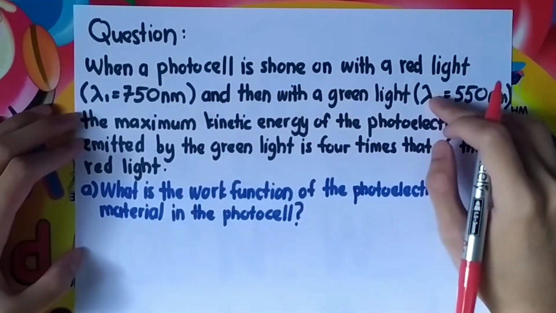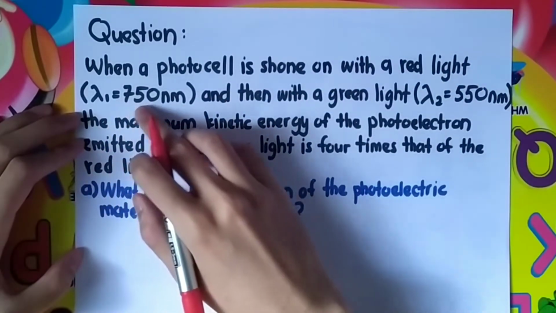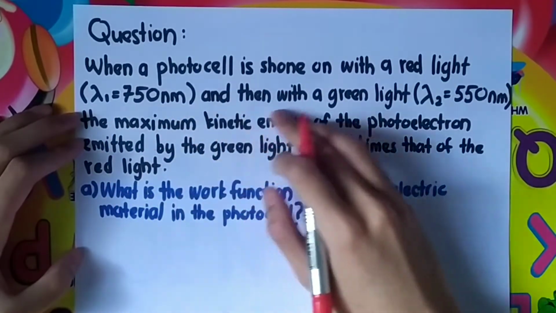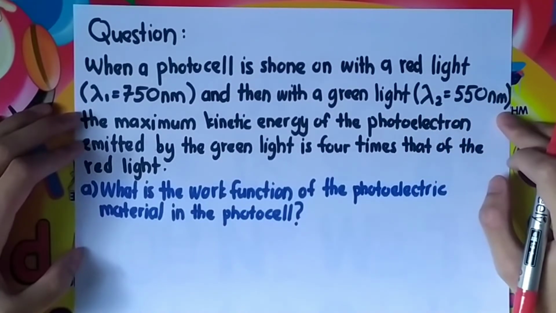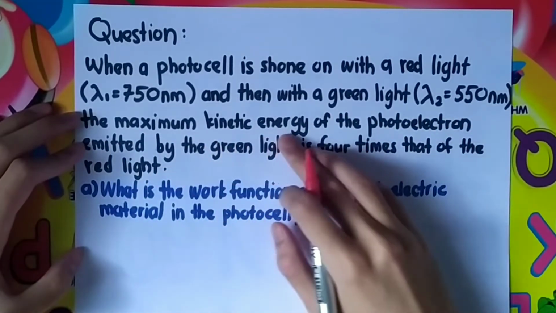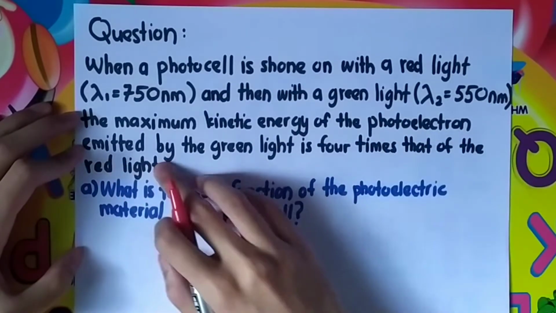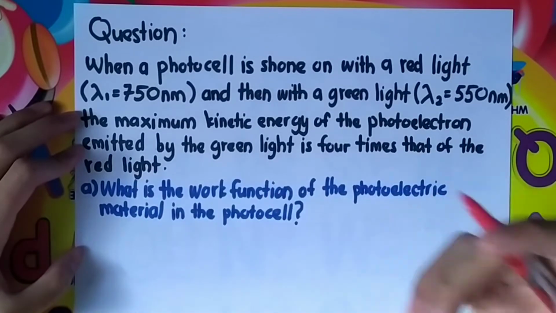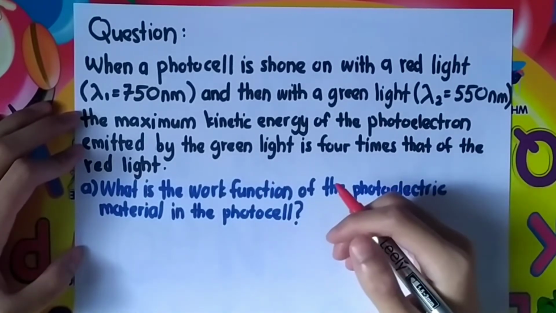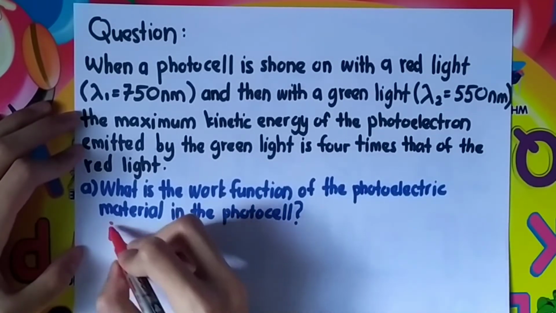Today I want to solve this question: when a photocell is shone on with a red light, lambda 1 equal to 750 nanometer, and then with a green light, lambda 2 equal to 550 nanometer, the maximum kinetic energy of the photoelectron emitted by the green light is 4 times that of the red light. So first we must come up with the information.